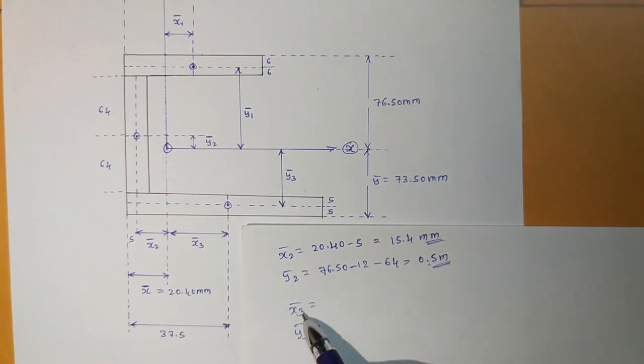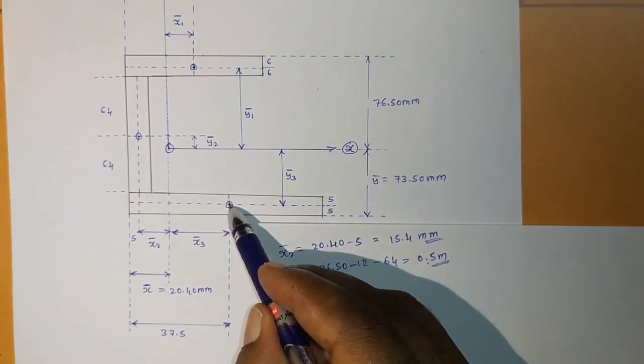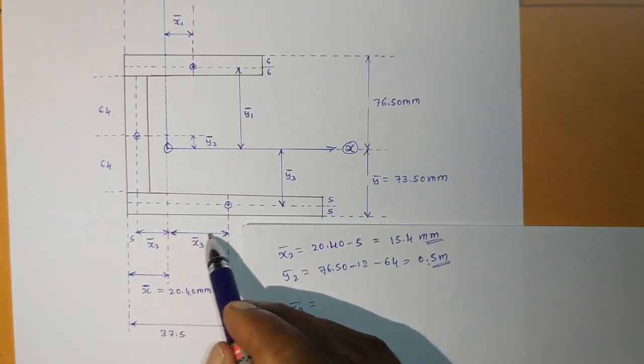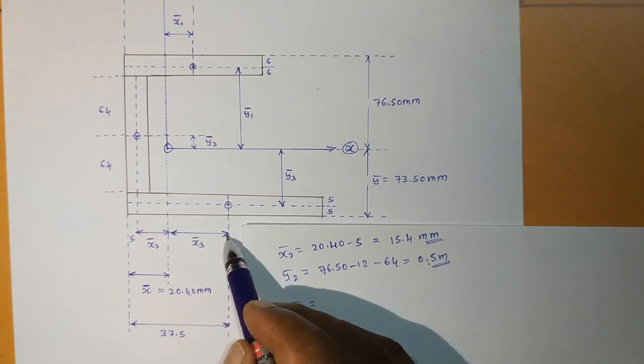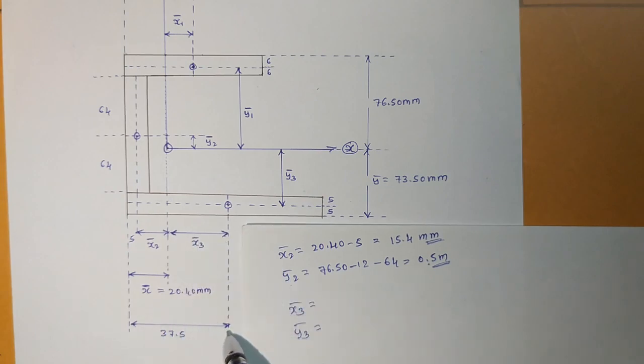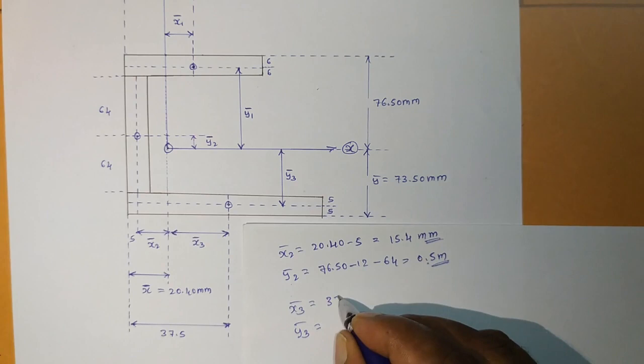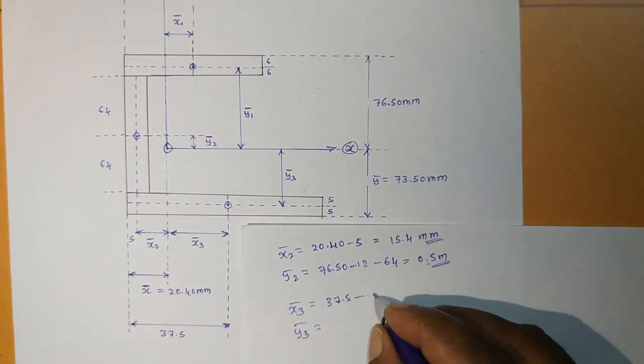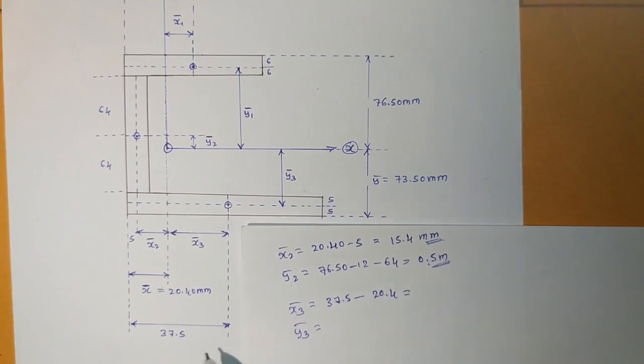Now let us mark x3 bar and y3 bar. What is x3 bar? The distance between the centroid of section number 3 and the centroidal axis. How do we calculate x3 bar? The total distance is 37.5 mm, minus 20.40, will give the remaining distance, that is x3 bar.